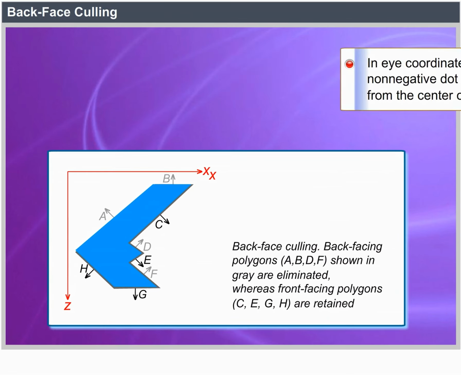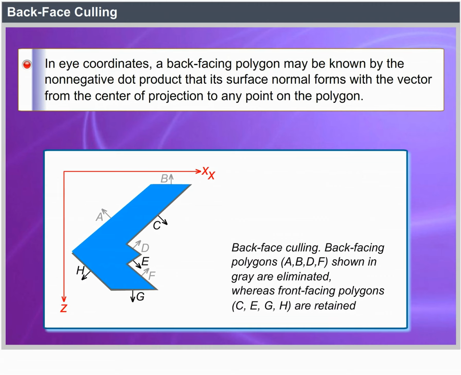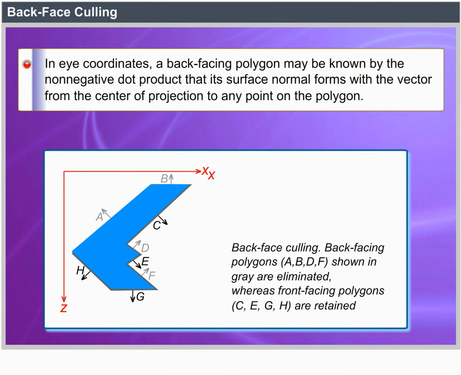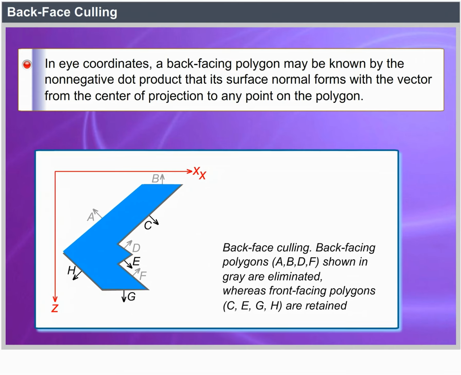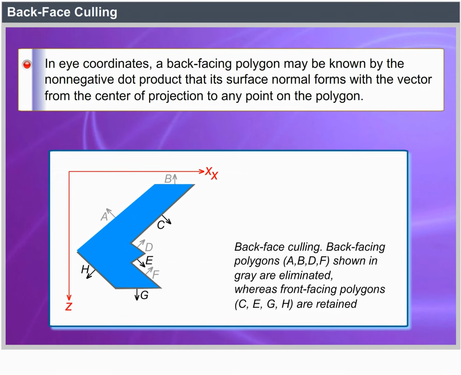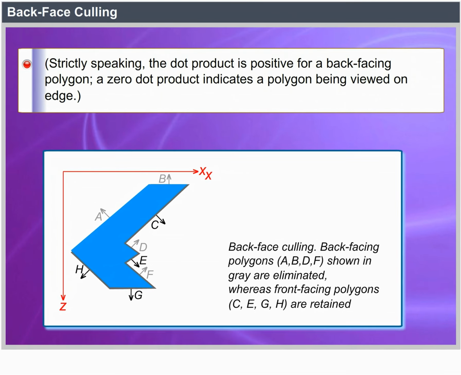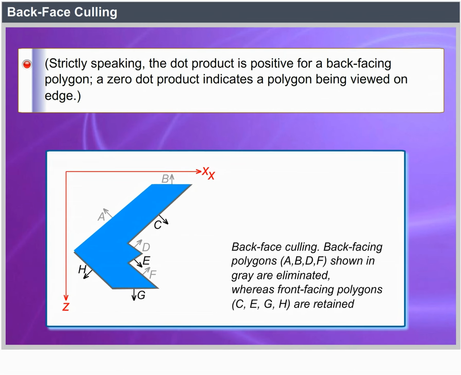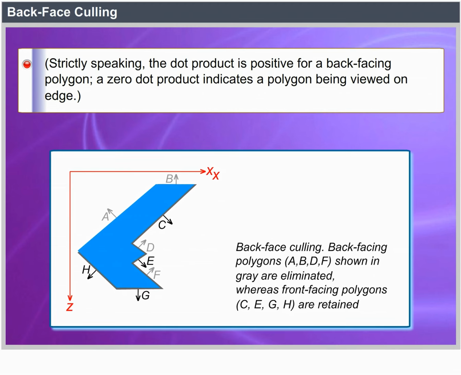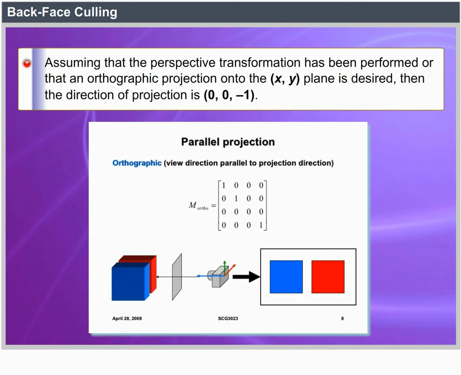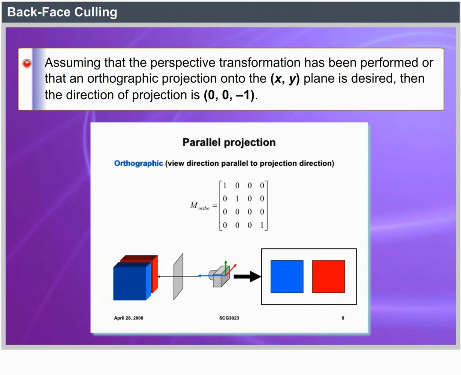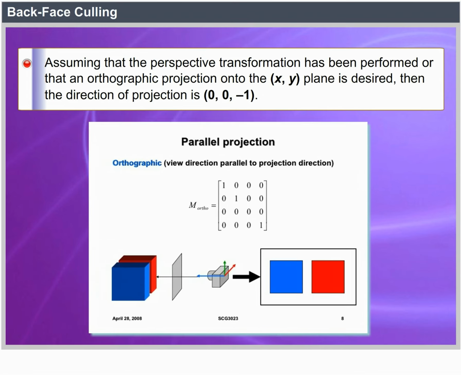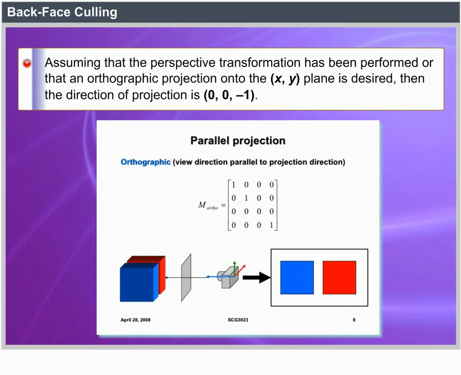In eye coordinates, a back-facing polygon may be identified by a non-negative dot product that its surface normal forms with the vector from the center of projection to any point on the polygon. Strictly speaking, the dot product is positive for a back-facing polygon. A zero dot product indicates a polygon being viewed on edge. Assuming that the perspective transformation has been performed, or that an orthographic projection onto the xy plane is desired, then the direction of projection is 0, 0, -1.